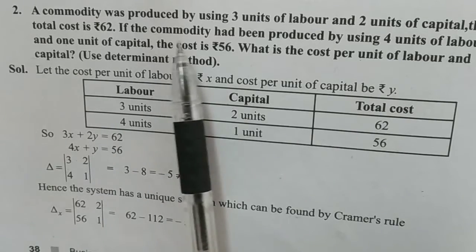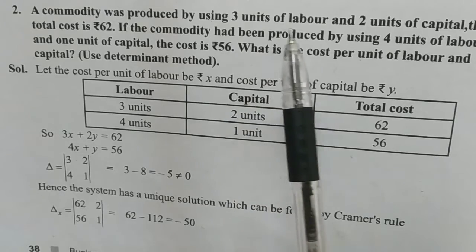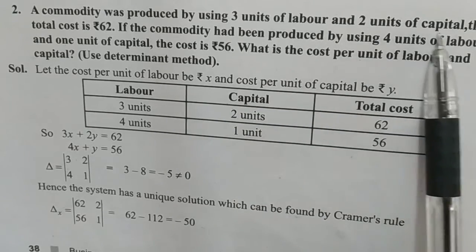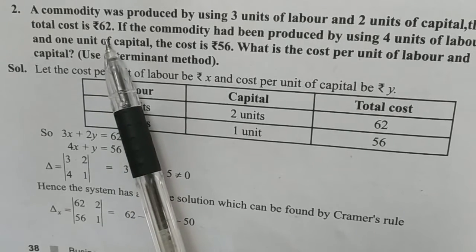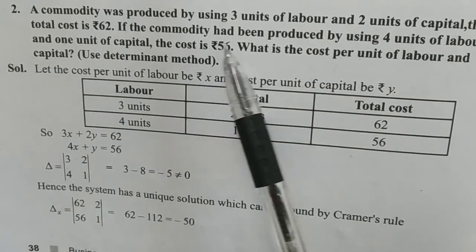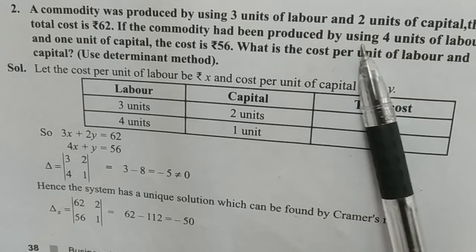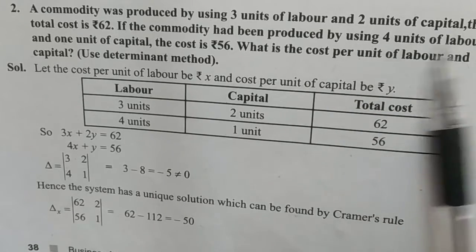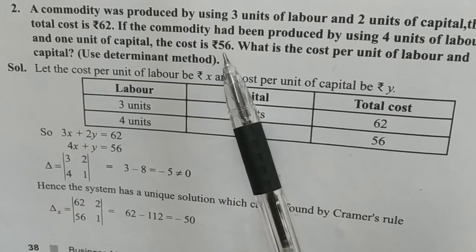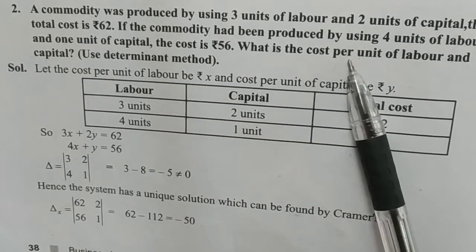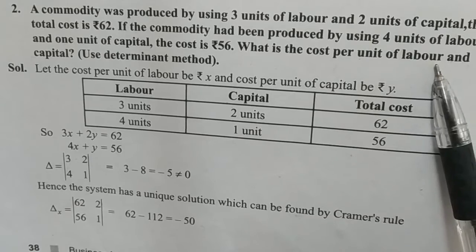A commodity was produced by using 3 units of labor and 2 units of capital. The total cost is rupees 62. If the commodity had been produced by using 4 units of labor and 1 unit of capital, the cost is rupees 56. So what is the cost per unit of the labor and the capital using the determinant method?